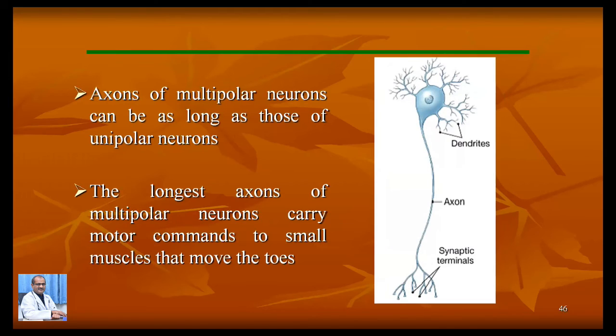And axons of multipolar neurons can be as long as those of unipolar neurons. The longest axons of multipolar neurons carry motor commands to small muscles that move the toes. So from the toes to the central nervous system, the nerves are elongated. Of course, a single nerve will travel from the toes to the central nervous system.